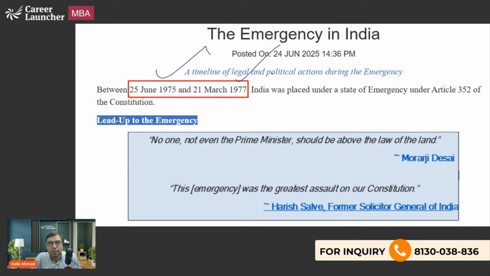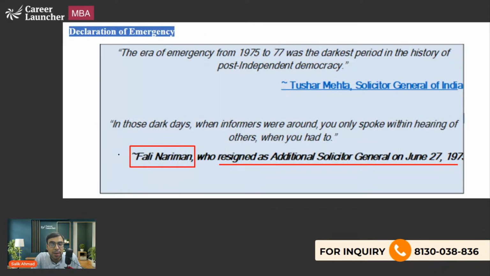And later on, a lot of people criticized it, like Mr. Morarji Desai, who had said that no one, not even the Prime Minister, is above the law. Then Harish Salve, former Solicitor General of India, also said. So Fali S. Nariman, a very famous lawyer, he was Additional Solicitor General. He was, you can say, the central government lawyer.